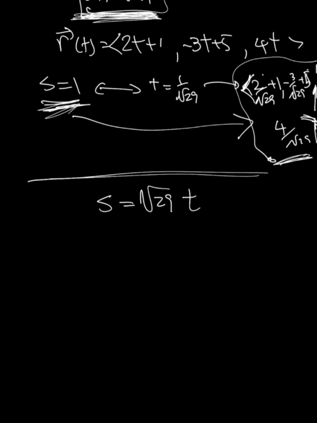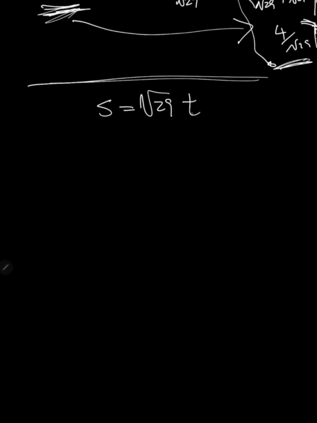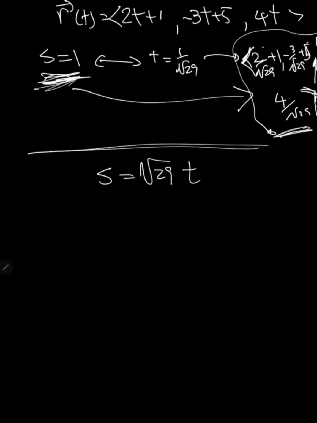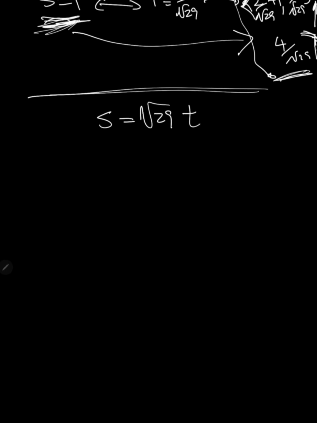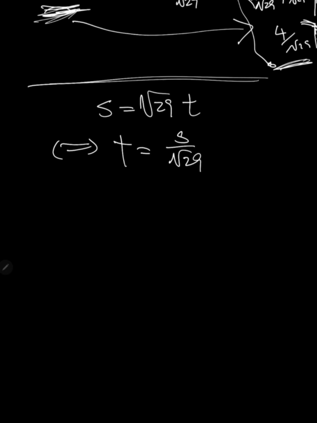So now I'm just going to drop the s of t and just write s equals root 29 t. Okay, and then I can easily see my correspondence, right? When s is 1, how did we get t? Essentially, we solved for t, right? So here, when s is any number, how do I get t? I solve for t, right? So this means t is equal to s over root 29, okay?